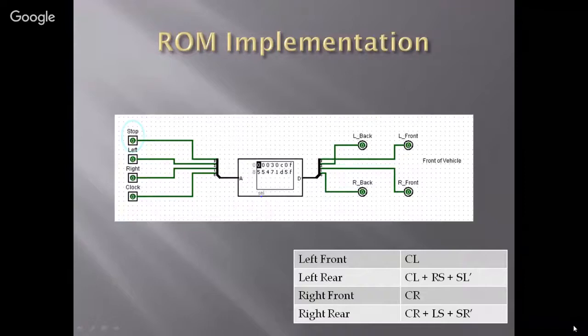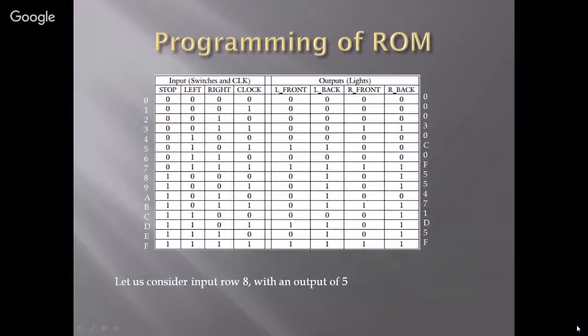Here's an implementation of these same equations using a ROM instead of the gates. Notice we now have just one component on our board. Now, while that ROM looks neat on a diagram, it must be programmed to function properly. Here's the truth table again. Notice that the inputs and outputs have been translated to hexadecimal numbers. For now, let us look at input row 8.